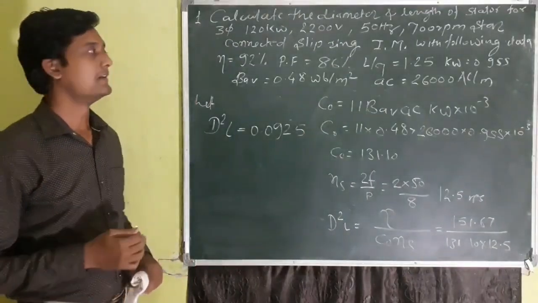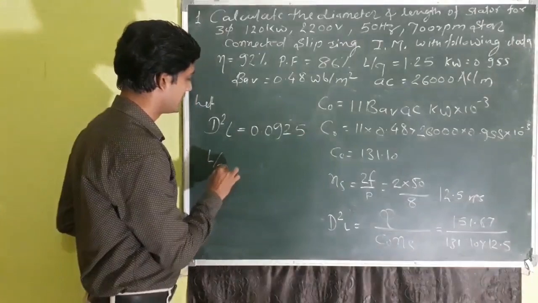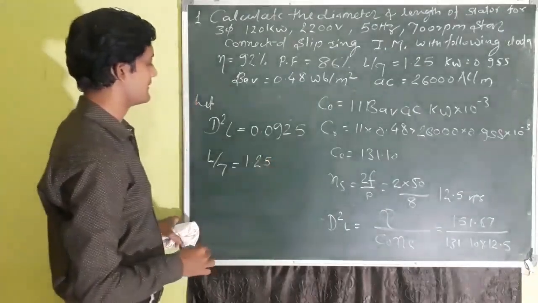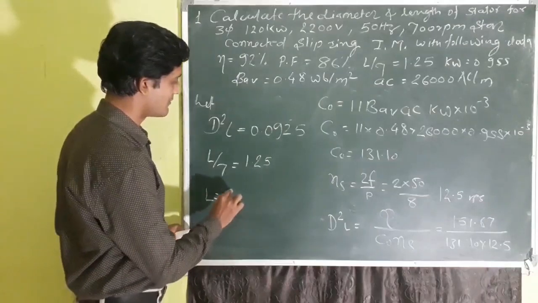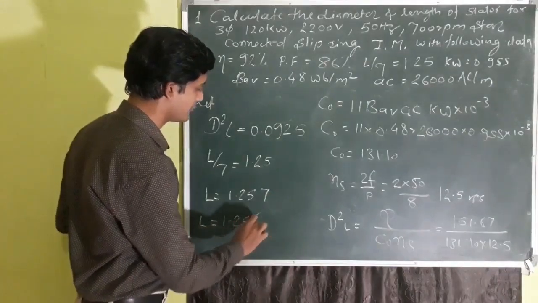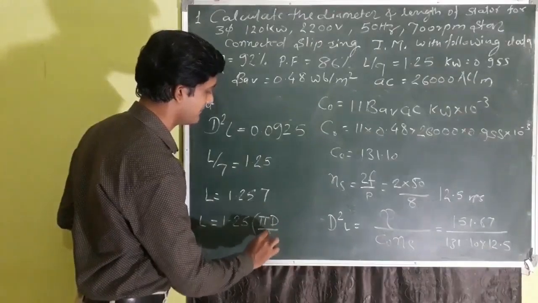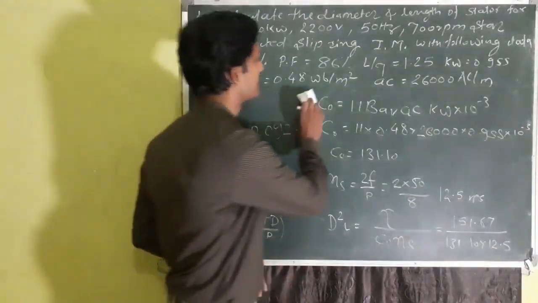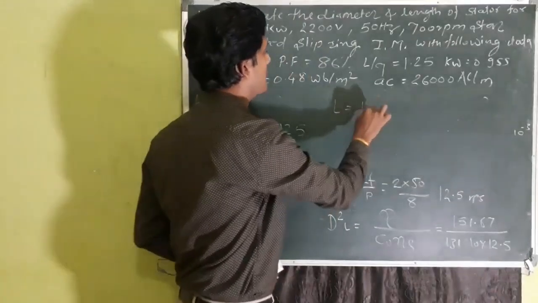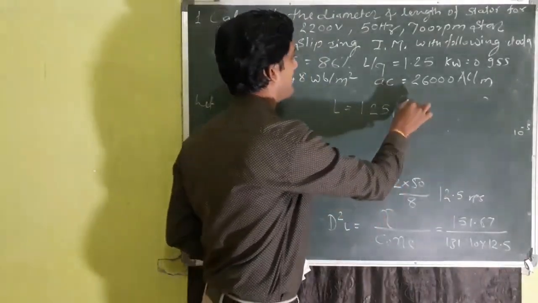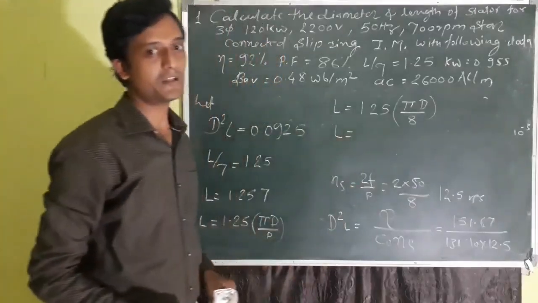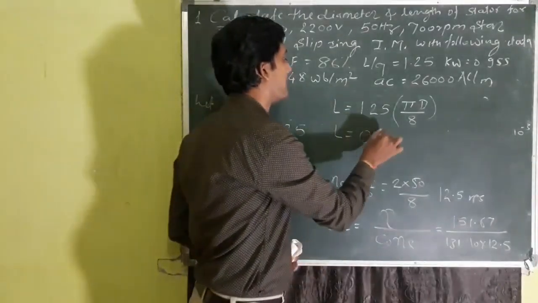Now we know that in this problem L by tau is equal to 1.25. Therefore L is equal to 1.25 tau. So L is equal to 1.25 into pi into D divided by P. So L is equal to 1.25 into pi into D divided by 8. So L is equal to 0.49 D.